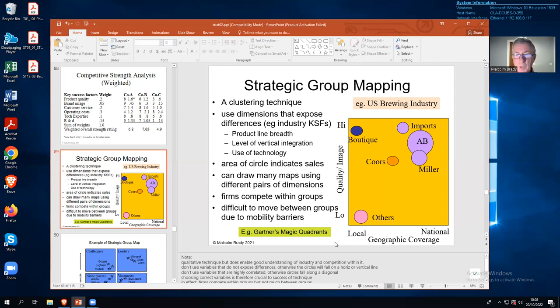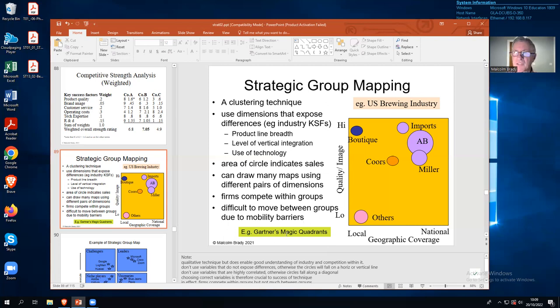Okay. All right. I've mentioned here Gartner's Magic Quadrants is an example of a strategic group mapping carried out by an industry commentator. Gartner Group comment on the IT industry, and other industry bodies tend to draw these kind of diagrams to represent their industry. You may be aware of these from your industry, or certainly when you go into work in industry, you become aware of the group mapping.